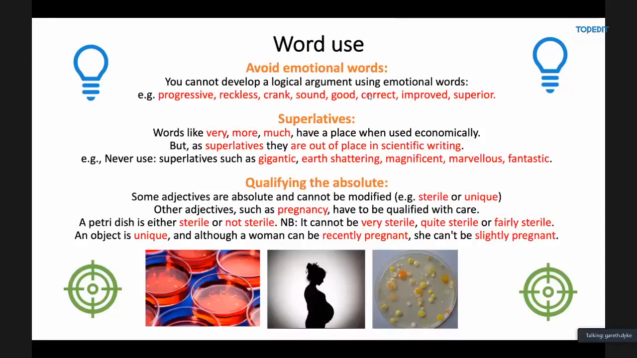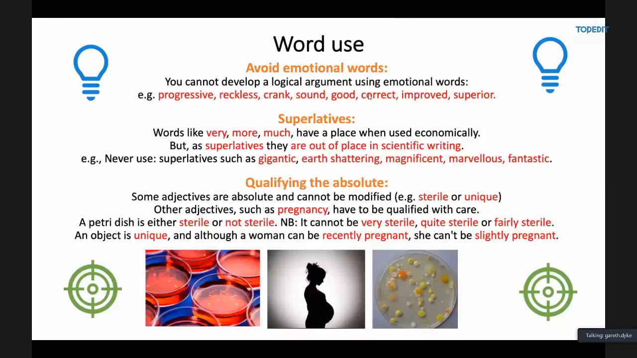One of the other big mistakes, one of the other big issues that we find in articles written by non-native speakers is inappropriate word use: emotional words, superlative words, and words that qualify the absolute. So, for example, emotional, inappropriate words like reckless, crank, sound good. This hypothesis sounds good. You will read lots of academic papers with word use that sounds inappropriate.